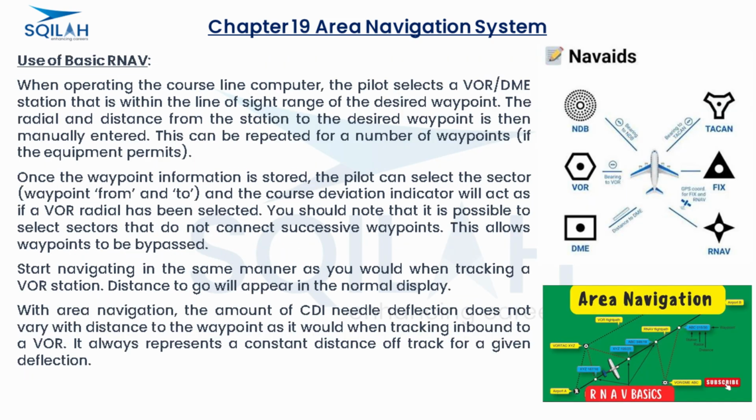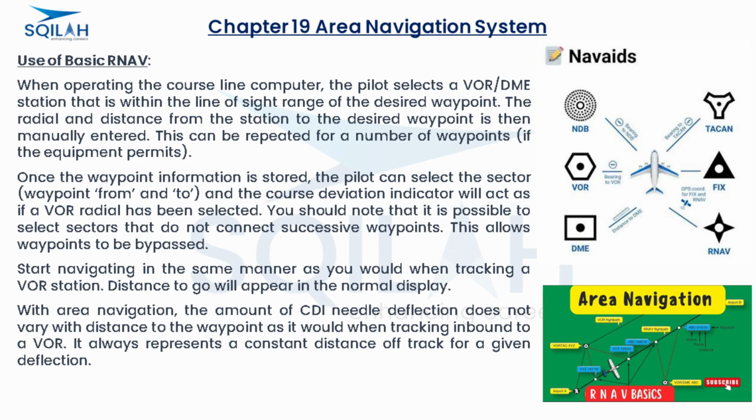Use of basic R-NAV. When operating the course line computer, the pilot selects a VOR/DME station that is within the line of sight range of the desired waypoint. The radial and distance from the station to the desired waypoint is then manually entered. This can be repeated for a number of waypoints, if the equipment permits. Once the waypoint information is stored, the pilot can select the sector, waypoint from and to, and the course deviation indicator will act as if a VOR radial has been selected. You should note that it is possible to select sectors that do not connect successive waypoints. This allows waypoints to be bypassed.